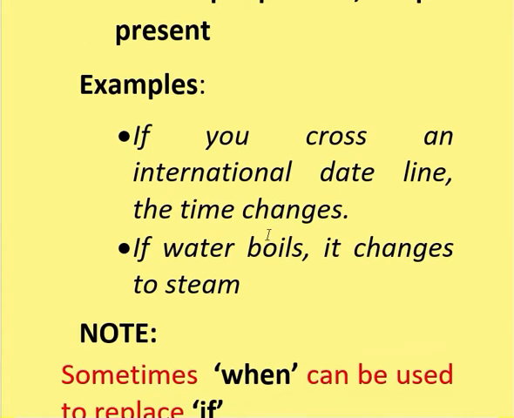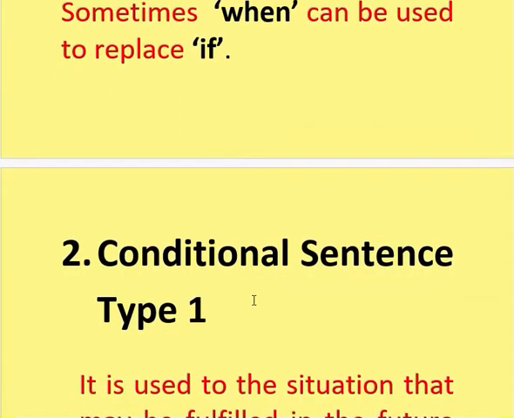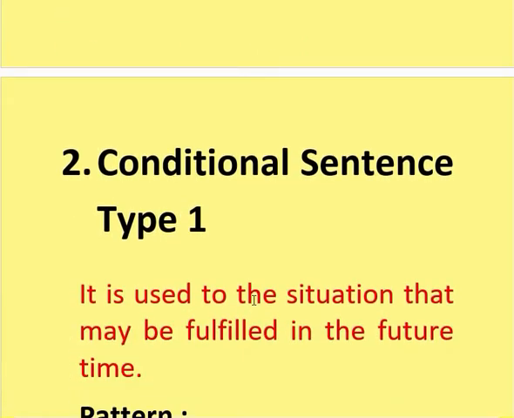For example, if you cross an international dateline, the time changes. If water boils, it changes to steam. Note, sometimes when can be used to replace if. Now we have conditional sentence type 1.